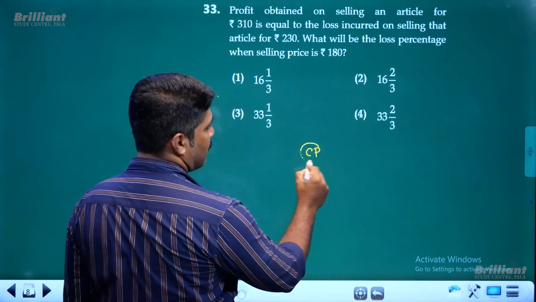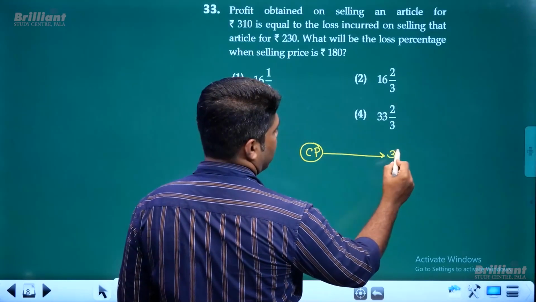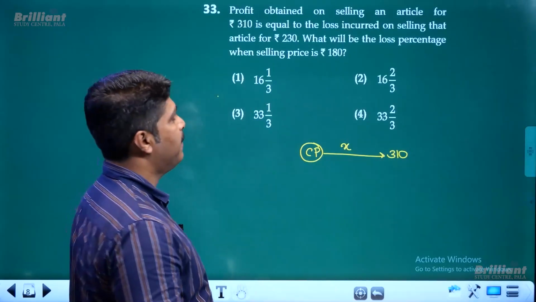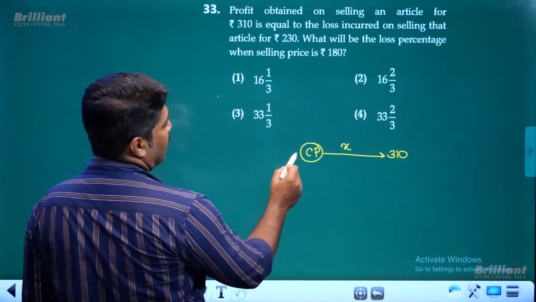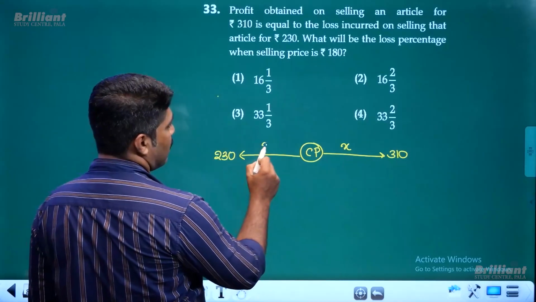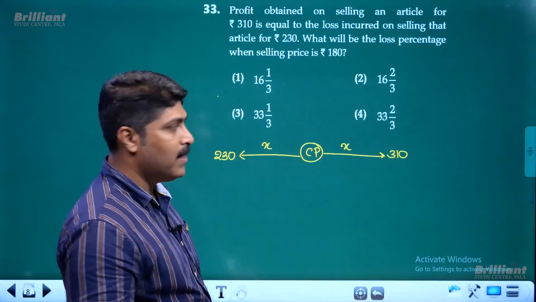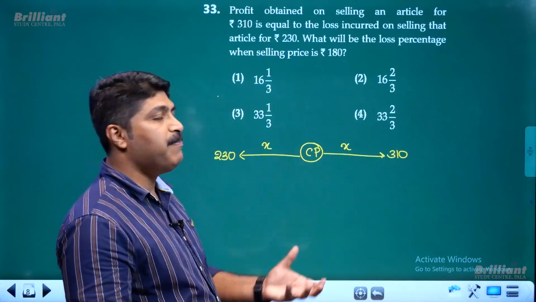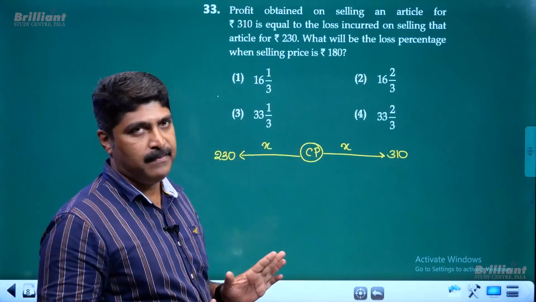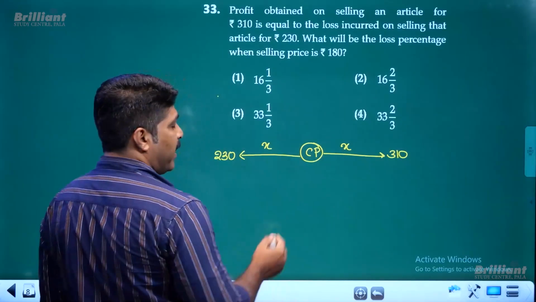So you just consider the cost price here. Suppose you are selling this article at 310, so there is a profit; we consider it as X rupees profit. And selling the article at ₹230 should make a loss of X rupees. So both this profit and loss are the same. That means this cost price is equidistant from these two values, because these differences are the same. So how can we find out this cost price?